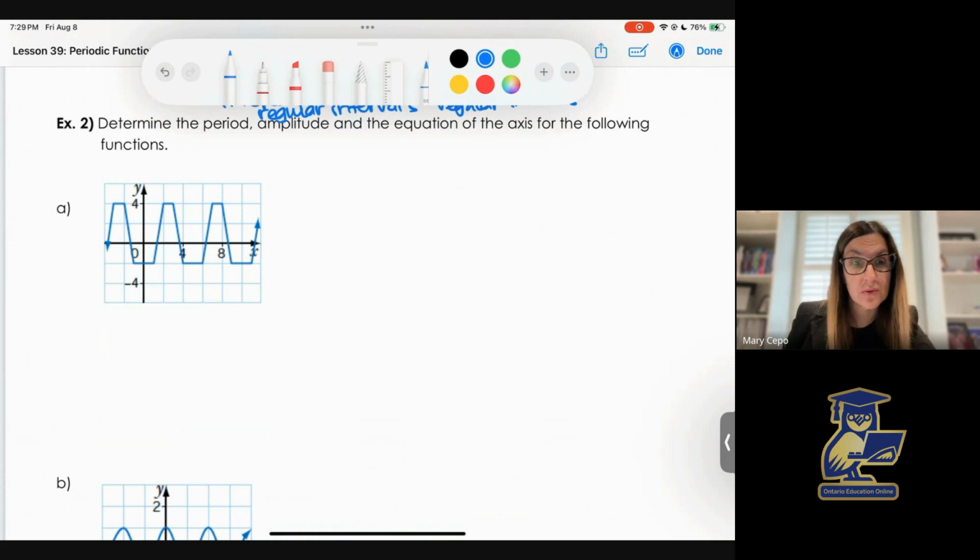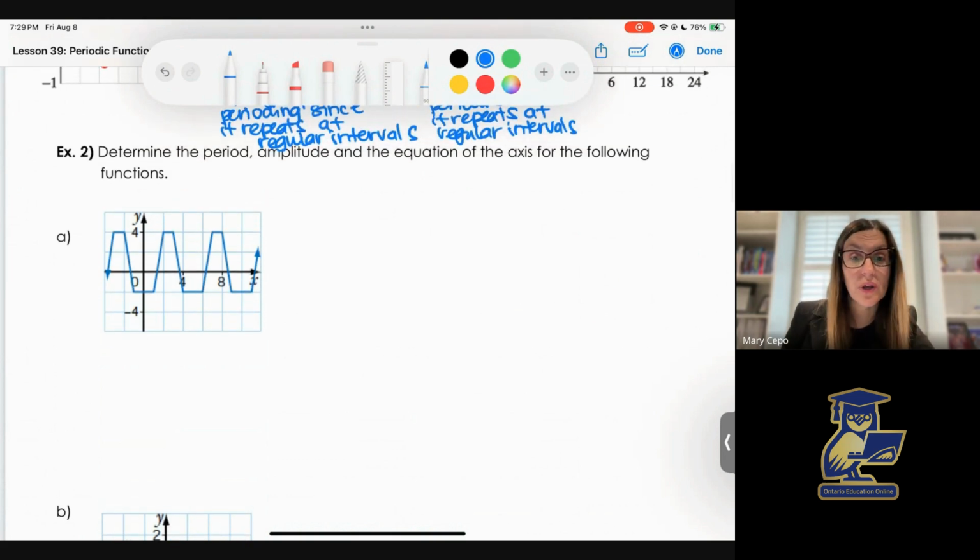Okay, looking at number 2, it says determine the period, amplitude, and the equation of the axes for the following functions. Now, again, we said the period is when one full cycle occurs. It's always best to start from max to max or min to min. That is when it's easier to calculate. You're looking at those x values when it starts the cycle and when it ends, and that difference represents the time it takes for one cycle to occur. So in our case, we have the following graph, and we first want to identify the max and the min. So we're going to say the peak, the max is 4, and here the min looks to be -1.